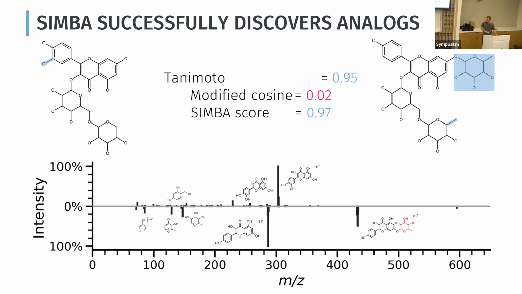And so, going back to our previous example, we had our two molecules that are clearly similar to each other with a Tanimoto similarity of 0.95. Modified cosine couldn't find them, but Simba correctly predicts a very high similarity between these two molecules. And when we interpreted the spectral match and looked at all of the different peaks, you do see that all of these substructures come back in both the top and the bottom spectrum, even though there are no directly matching peaks that modified cosine would be able to match.